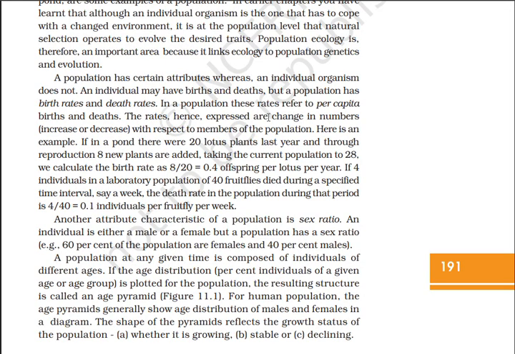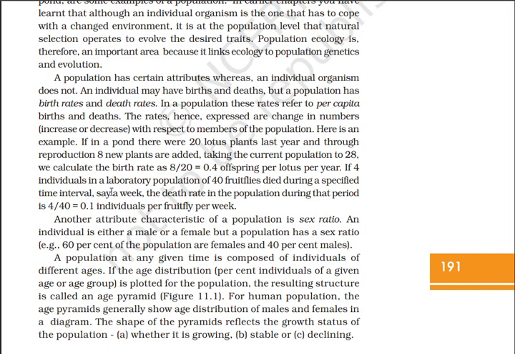The rates hence expressed are changes in numbers, increase or decrease, with respect to members of the population. Here is an example. In a pond there were 20 lotus plants last year, and through reproduction 8 new plants are added, taking the current population to 28. We calculate the birth rate as 8 by 20 equals 0.4 offspring per lotus per year. If 4 individuals in a laboratory population of 40 fruit flies died during a specific time interval, say a week, the death rate in the population during that period is 4 by 40 equals 0.1 individuals per fruit fly per week.